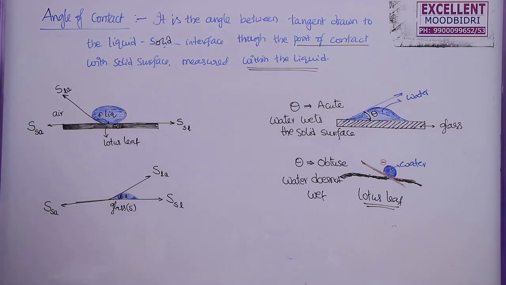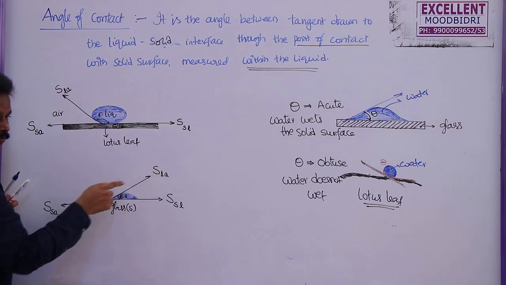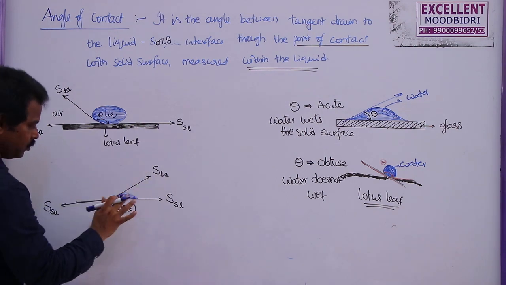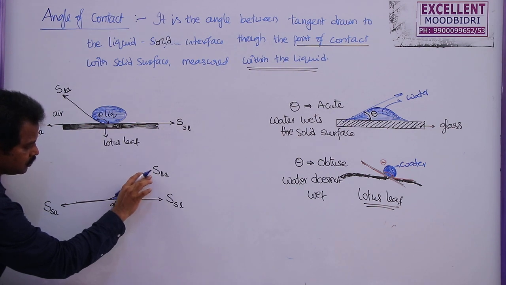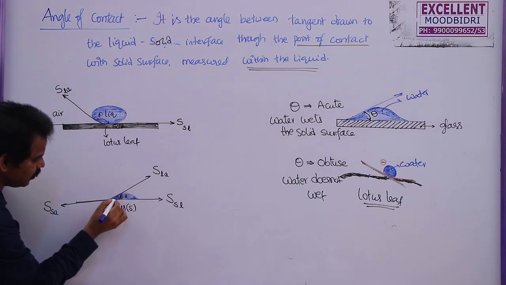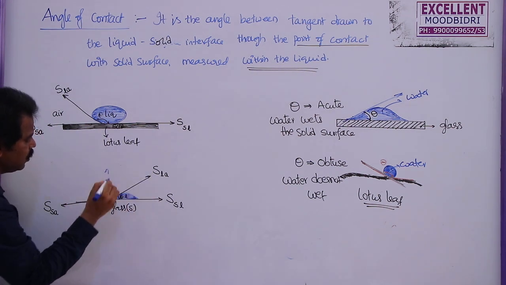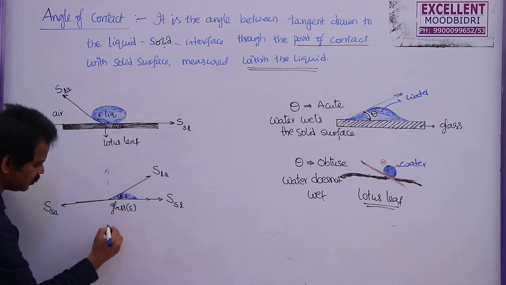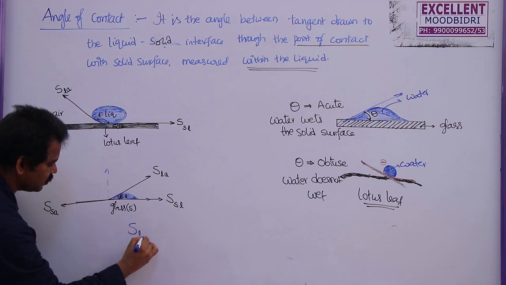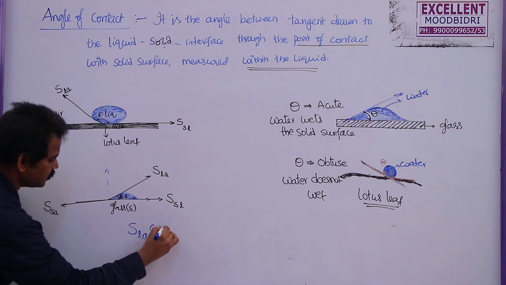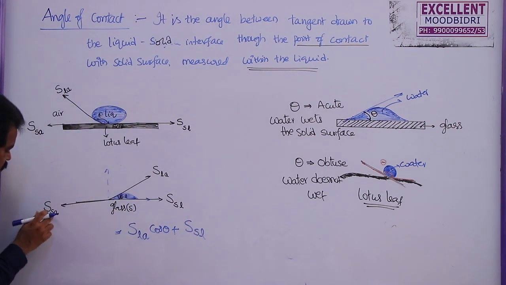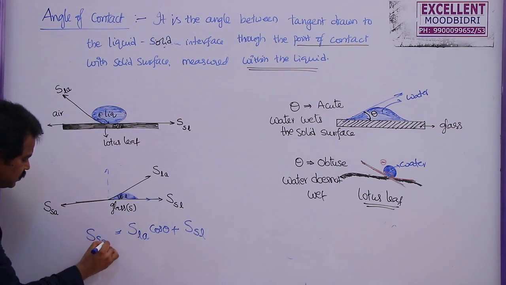Now, from this diagram, what can we write? These are all the forces per unit length. Surface tension is the force per unit length. So if you take only the forces here, and resolve this force into two components, one will be like this, another one will be like this. This will be S_LA cos theta. On the right side we have S_LA cos theta plus one more, S_SL. This must be equal to this one, S_SA.